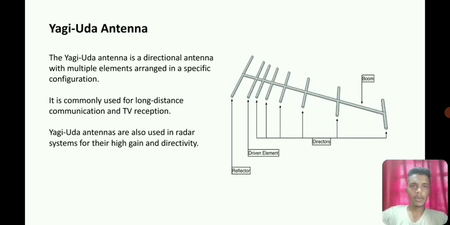And the Yagi-Uda antenna. The Yagi-Uda antenna is a directional antenna with multiple elements arranged in a specific configuration. It is commonly used for long distance communication and TV reception. Yagi-Uda antennas are also used in radar systems for their high gain and directivity.